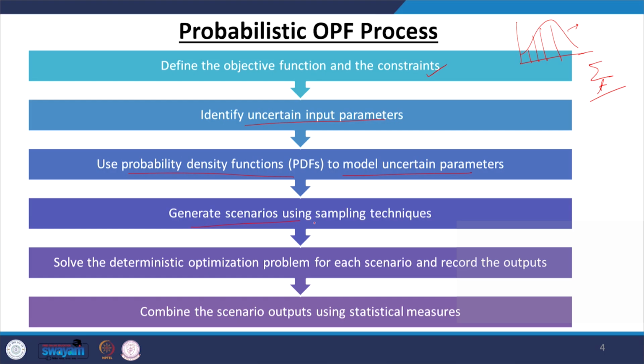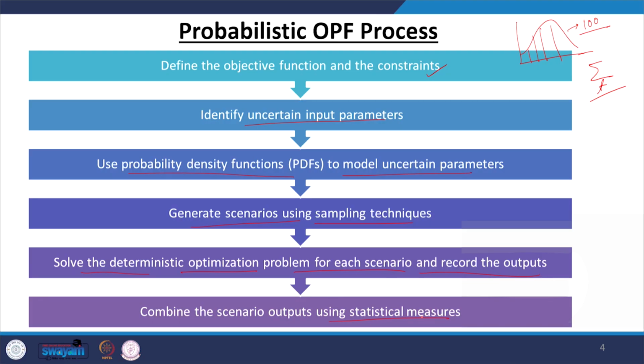Generate scenarios using sampling techniques from those PDFs. Then solve the deterministic optimization problem for each scenario and record the output. Let us say you got 100 scenarios; for those 100 scenarios you solve your deterministic OPF, and then combine all the outputs with statistical measures. After combining, what you get is the output of your probabilistic OPF. Got it? So, what are the uncertain OPF input quantities?